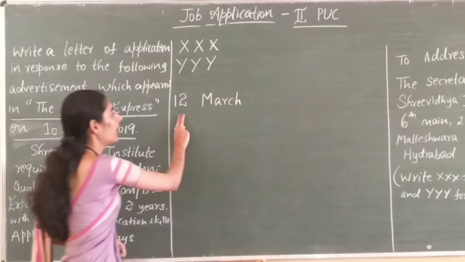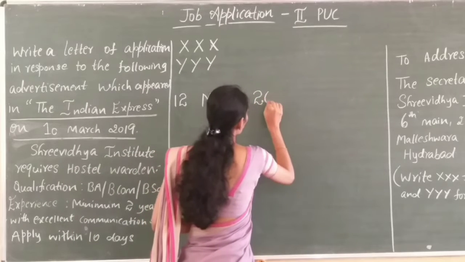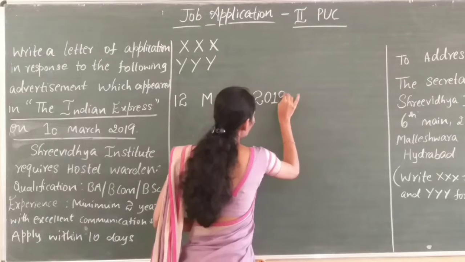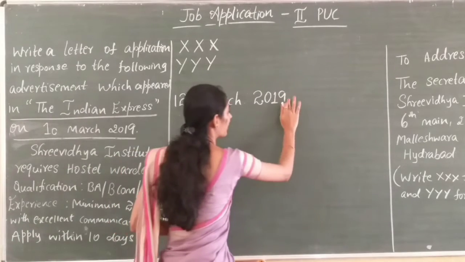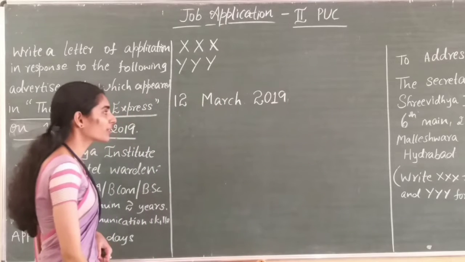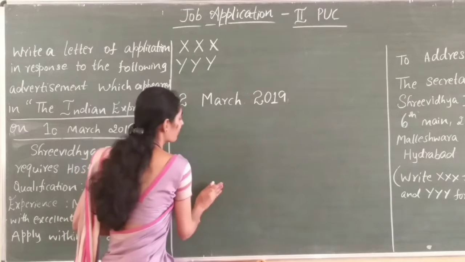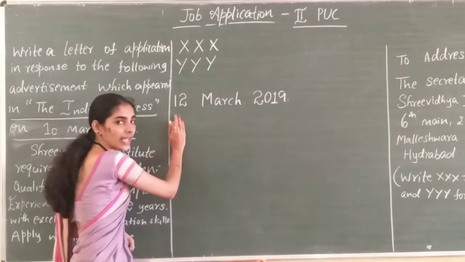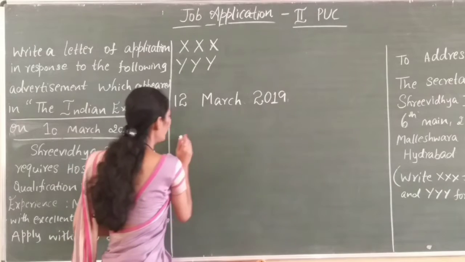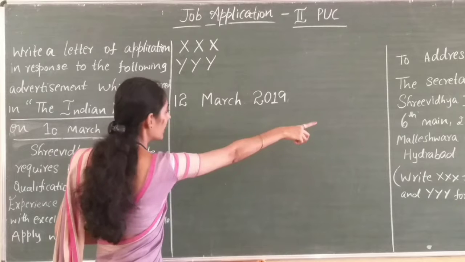Okay. So 12th March 2019. Is this clear? Sorry, this is a habit. Some students have such kind of habit. Don't do that. Yes, 12th March 2019. So now after the date you have to leave a line. Then what do we have to write? The sender's address. It is written there.